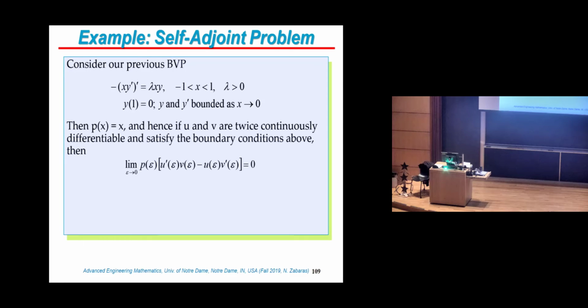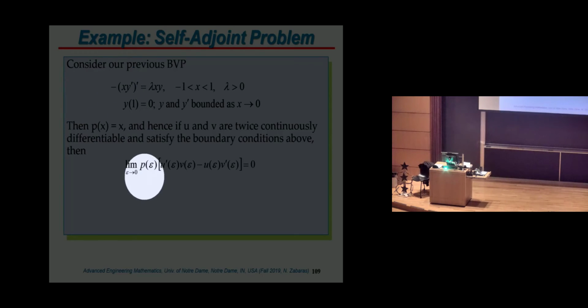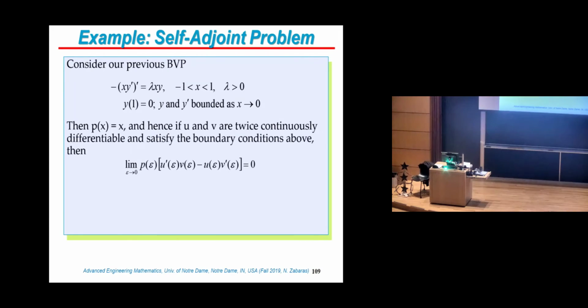X. And how much is x at 0? 0. So as epsilon goes to 0, because this parenthesis is bounded, you multiply by 0, you get 0. All right? And everything falls in place. So even though this problem is singular, actually the Lagrange identity is satisfied. All right? And you can now expand on Bessel functions and do exactly the same things we have done before with projections and et cetera, et cetera.